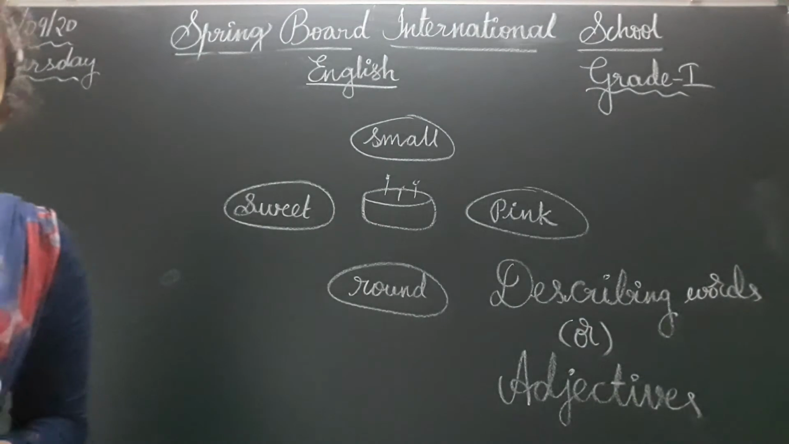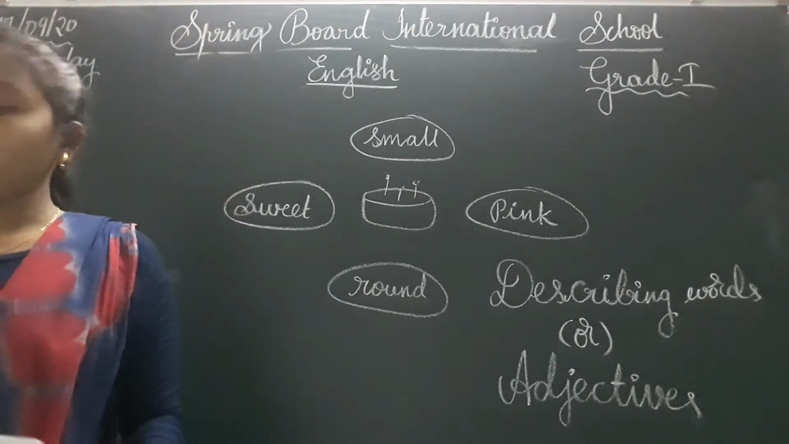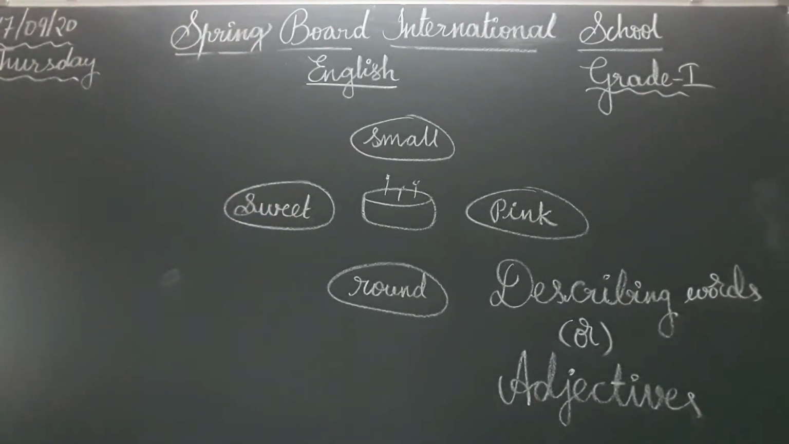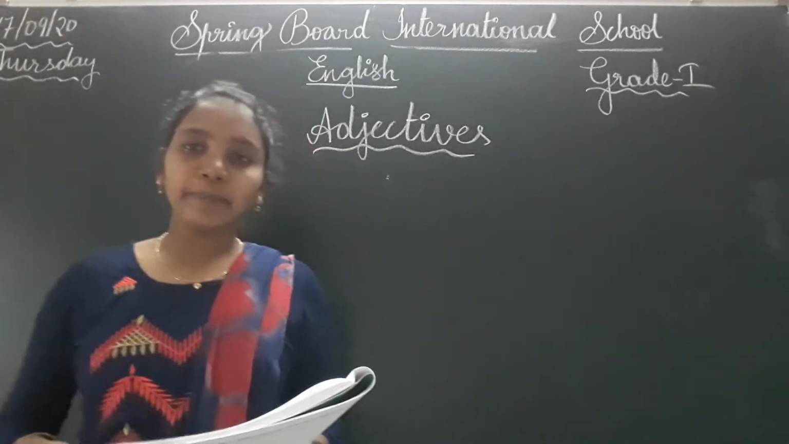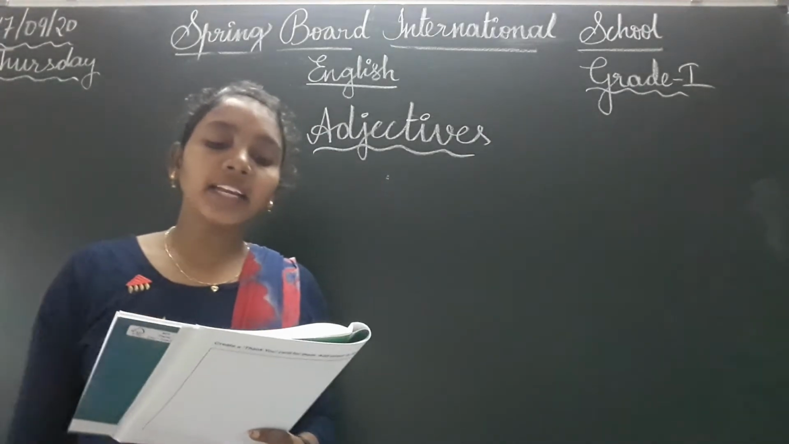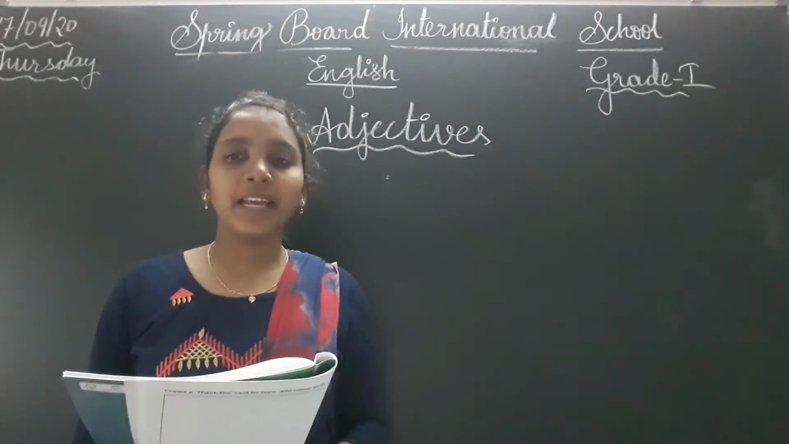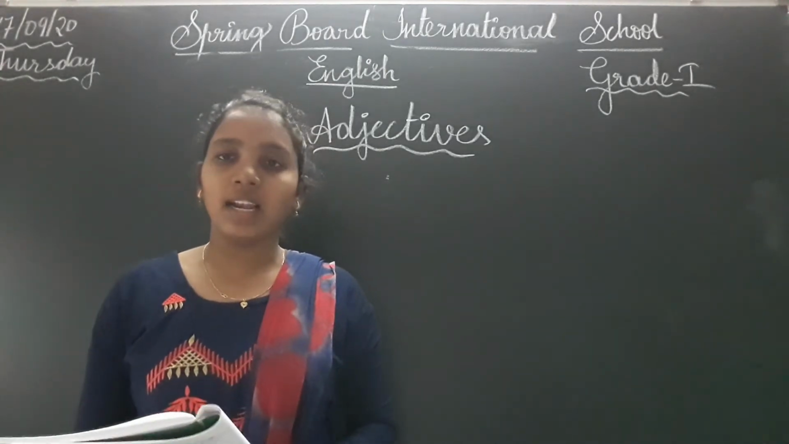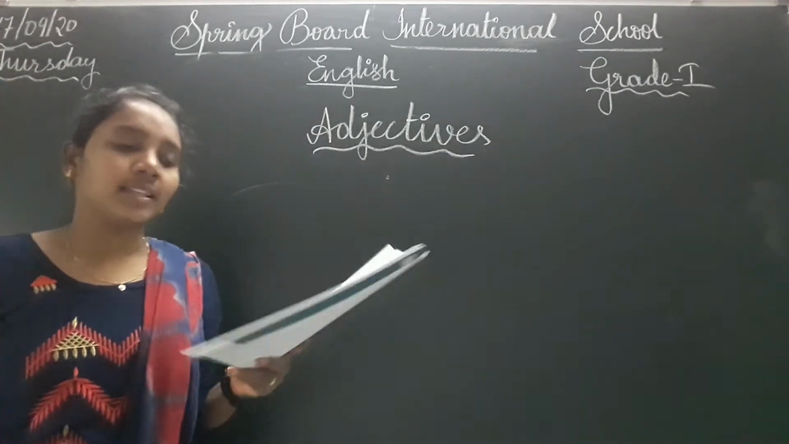Now everyone open your companion, children. Open your companion 2B. That means open page number 13, children. See here, write words that could show size or color of the nouns given below in the space provided. That means you need to write in which size it is and which color it is. Those words can be called what? Already we know? Adjectives. Yes or no, children?